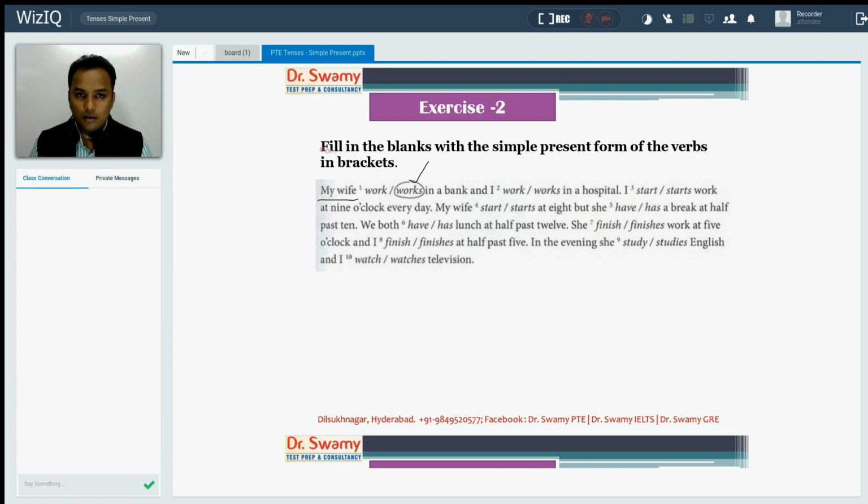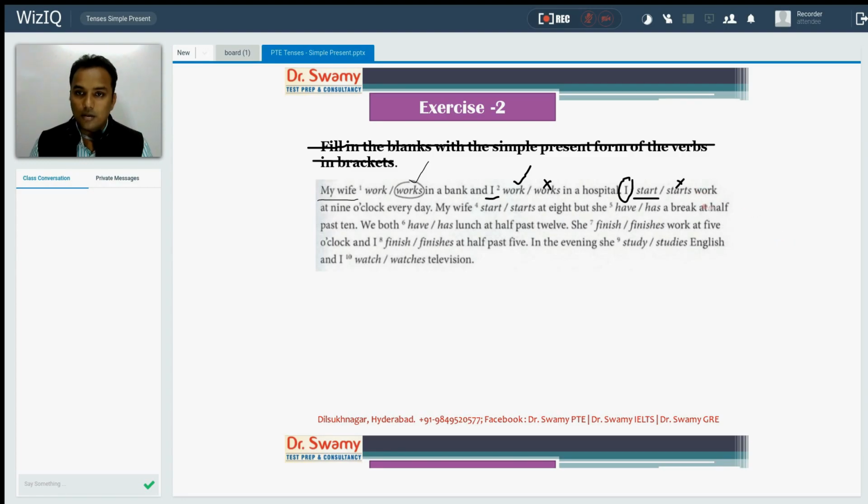Okay, here the instructions are wrong. You have to choose the simple present form. You are not filling the blanks here, I'm sorry. You are actually choosing between the two forms that are given. So in this case, what is the subject? The subject is I, and so the answer is work. You don't have to add s to the verb because the subject is I. Now again, here, start or starts, the answer is start because the subject is I. So this is wrong.